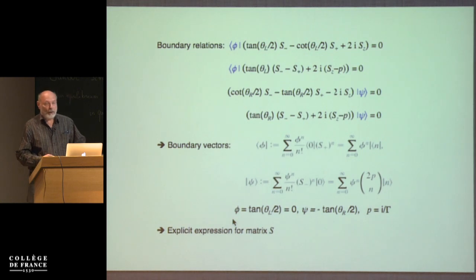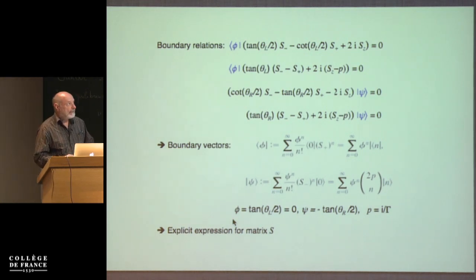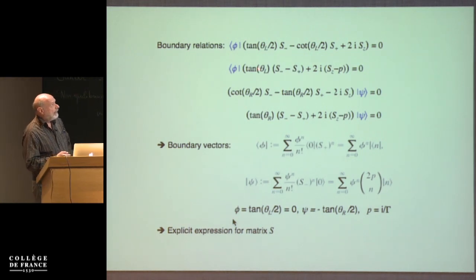Now, on top of that, we have these boundary relations that we have to satisfy. And in our case, there are 2 boundary relations for each vector. And this is just the form. So we have our left boundary vector, and acting with this combination of these matrices, this has to be 0, and also this has to be equal to 0.